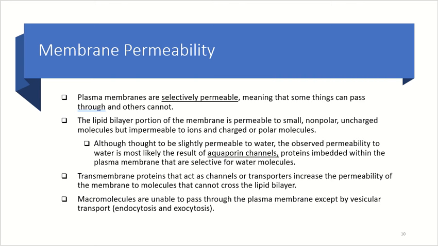So anyhow, the transmembrane proteins that act as channels or transporters are going to help to increase the permeability of the membrane to molecules that are not going to be able to cross our lipid bilayer. So those ions or charged or polar molecules. Macromolecules are also going to be unable to pass through the plasma membrane, and this is because they're so large. So they enter and exit the cell via vesicular transport, also called endocytosis and exocytosis. And we'll discuss these a little bit more in a minute.